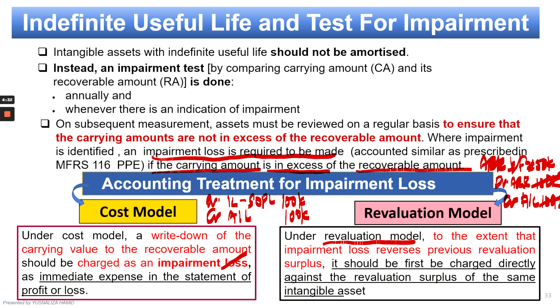But you need to always check what the previous revaluation surplus balance is. Should there be any previous revaluation surplus, that is the case. However, if there is none, it should be charged directly against the profit or loss, even under the revaluation model. Let's say there is no revaluation surplus balance, it should be directly charged against the profit or loss, even for the revaluation model.